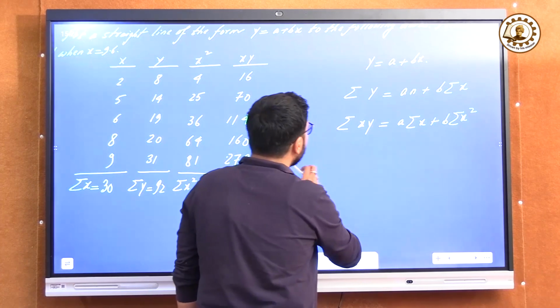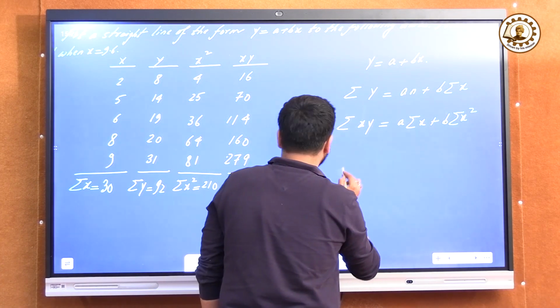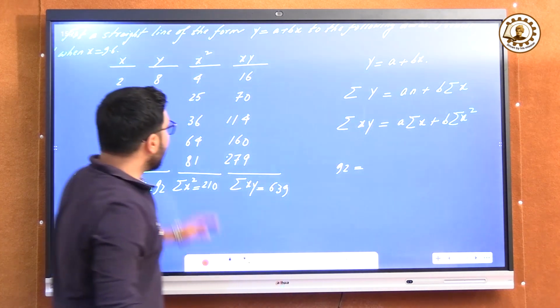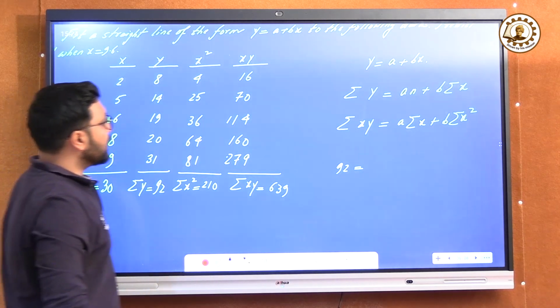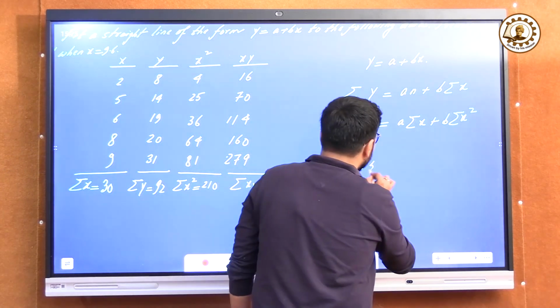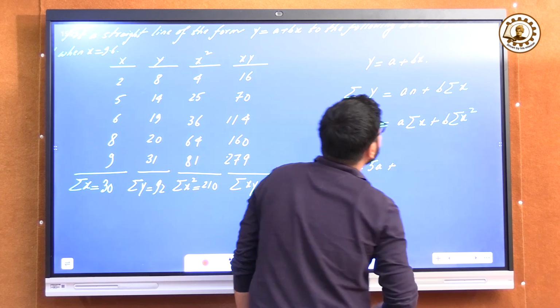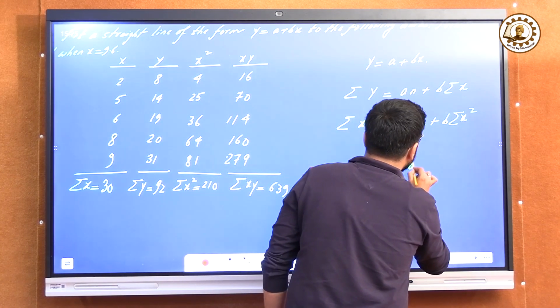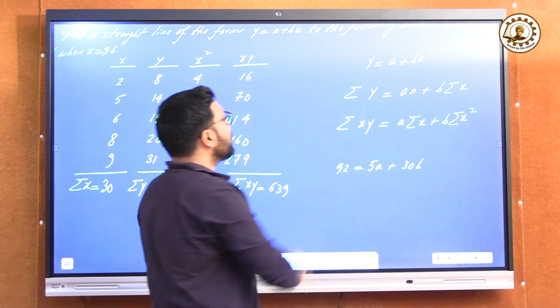So I am substituting the first value, which is summation y. Summation y is 92, equal to AN. See here, you have 5 observations. That is why this is 5A plus B summation x. Summation x is 30, so 30B. This is your first equation.